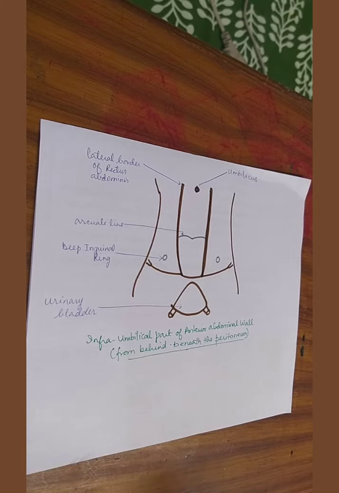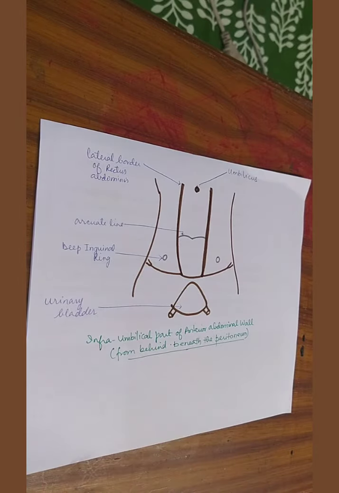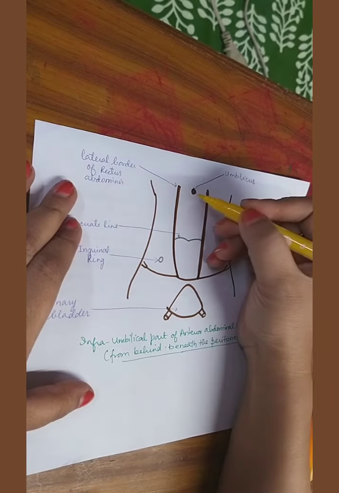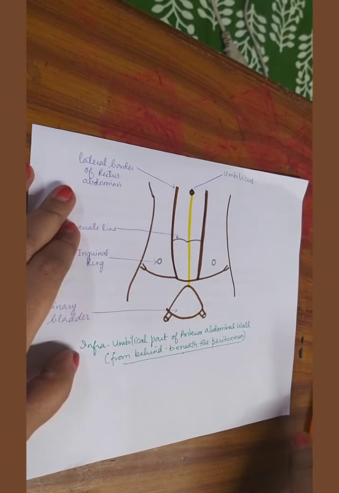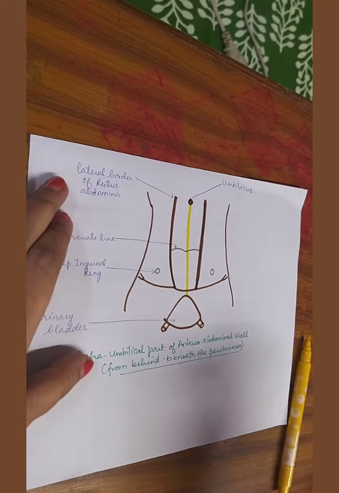Now, below the umbilicus, we can see this infraumbilical part of the anterior abdominal wall. This parietal peritoneum presents 5 folds. We already mentioned the median umbilical fold, and this contains the median umbilical ligament.